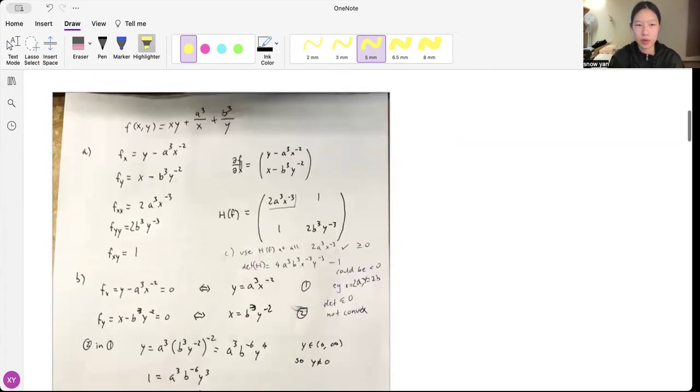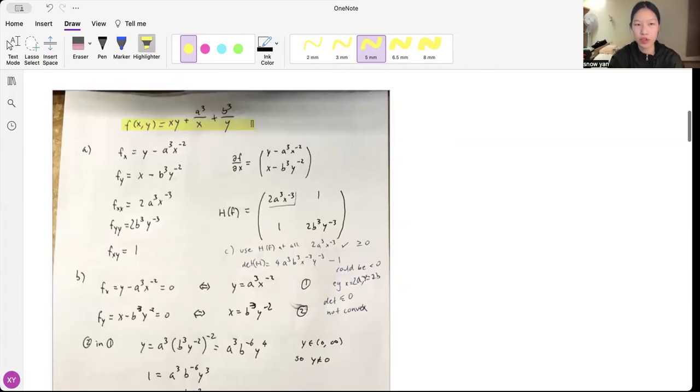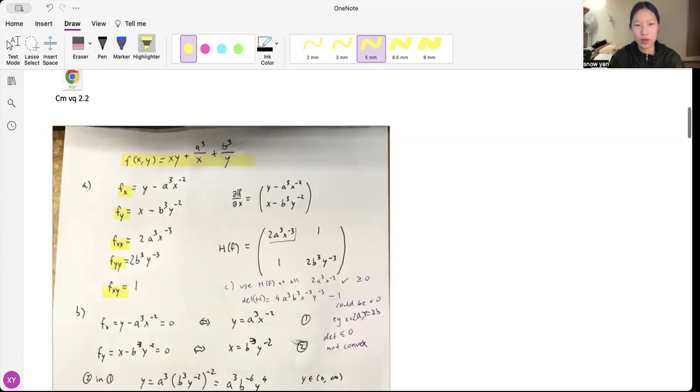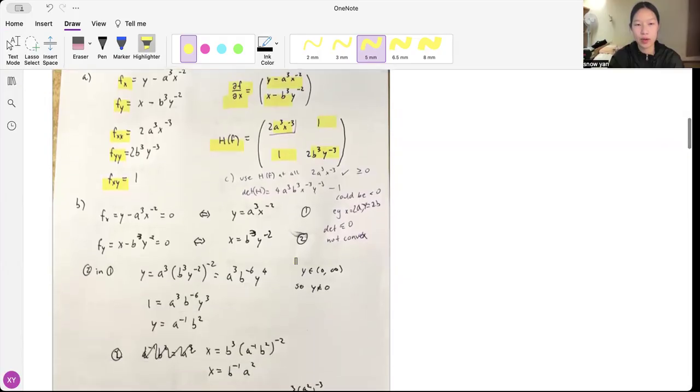This is pretty standard book work. What I did was I wrote down the function here. I took the partial derivative with respect to x and y, and I got these. Then I took the second derivatives with respect to x, y, and xy, and I got these. So my derivative here would be just f_x, f_y, and then my Hessian would be f_xx, f_yy, f_xy, f_yx. So here we go.